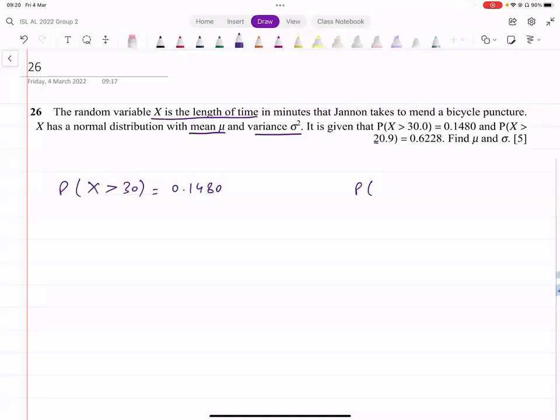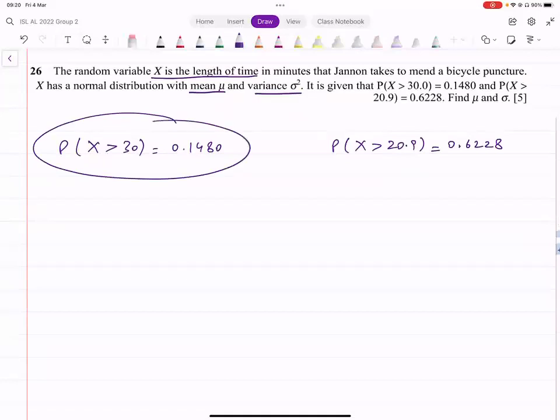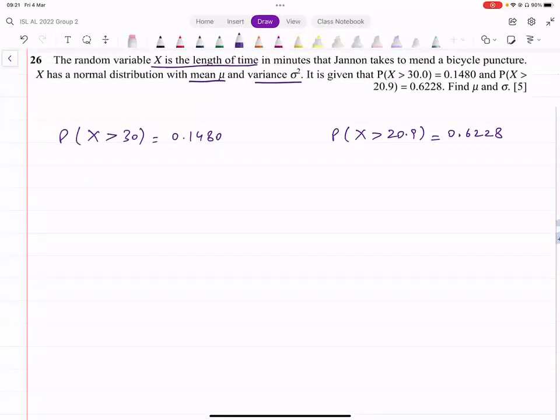And you're also given probability of x greater than 20.9 is equal to 0.6228. इस information को use करके अब आपने mean और standard deviation find करना है. Let's start with the first one. X greater than 30 की probability कितनी है? 0.1480. अब X का तो table नहीं होता हमारे पास.